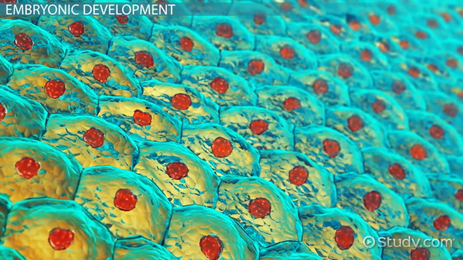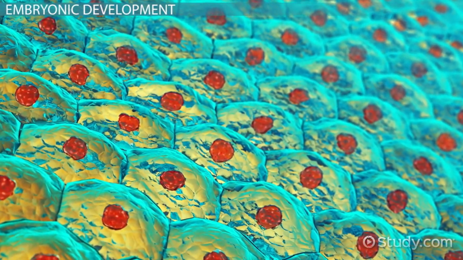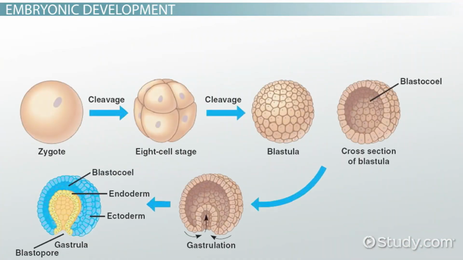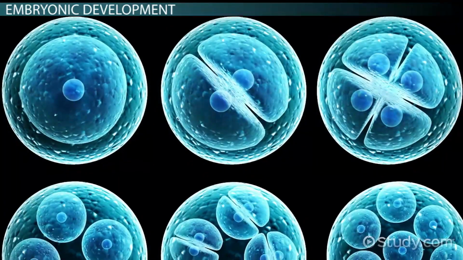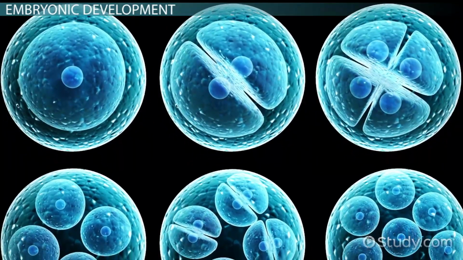As a human, you are made up of many trillions of cells, but you weren't always this way. The first major stage of development a zygote goes through to help you reach this great cellular height is called cleavage. This is a rapid cell division that leads to a multicellular embryo. To cleave something is to split or slice it. And this is such an important stage that we've devoted an entire lesson to it.